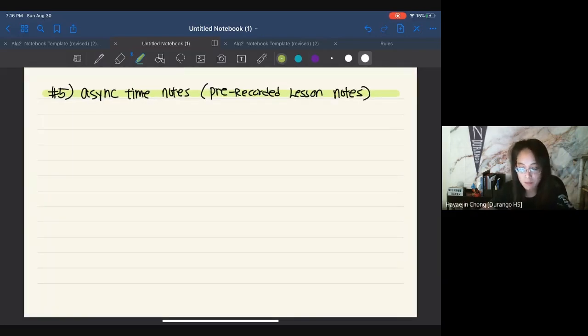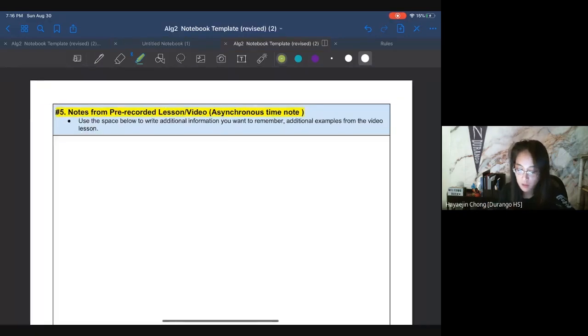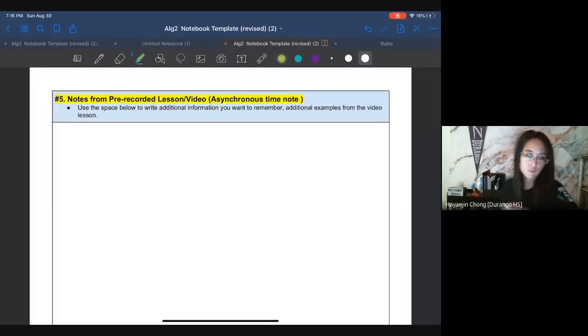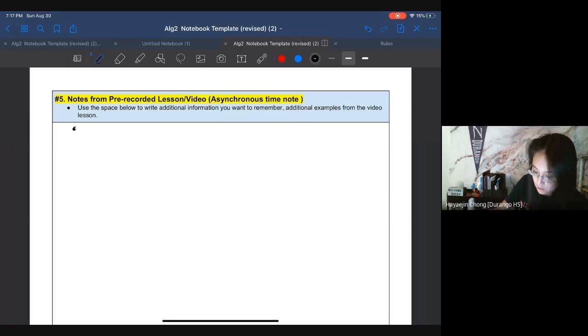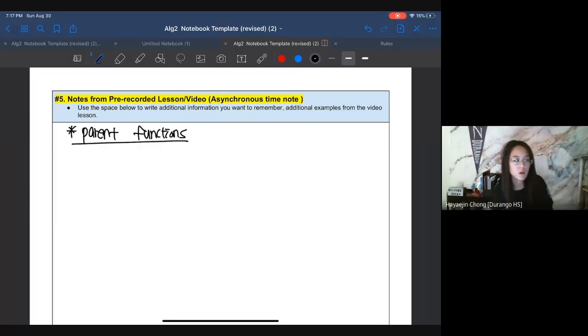So let me go back to my template because I'm going to use my template here. Number 5 is notes for this particular video. I'm going to go over parent functions because we didn't have time to go over parent functions during the live session. And if you remember, parent function was one of your vocab list, right? So now I'm going to write down the definitions.